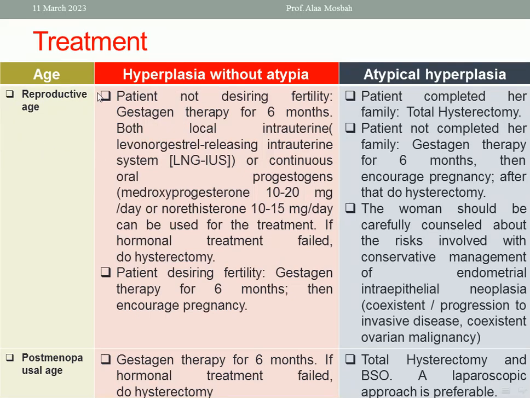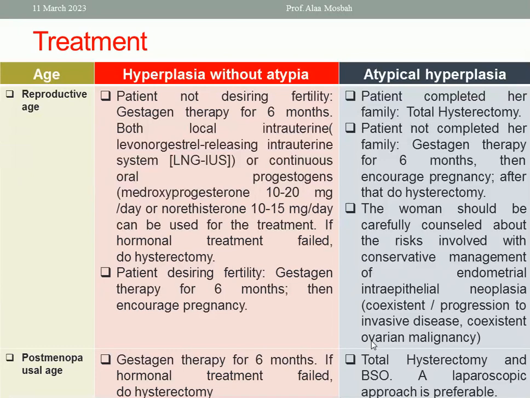If the patient is in reproductive age and diagnosed with hyperplasia without atypia, if the patient is not desiring fertility, I'll start progestogen therapy for 6 months at least. The guideline said it should be at least 6 months, using levonorgestrel releasing intrauterine system. It is the preferred method of treatment.